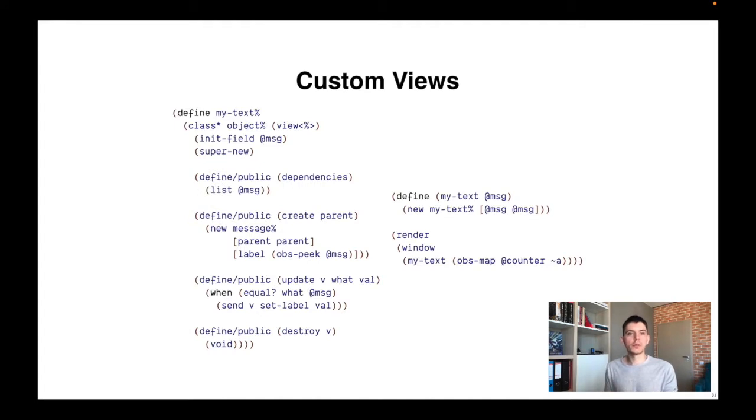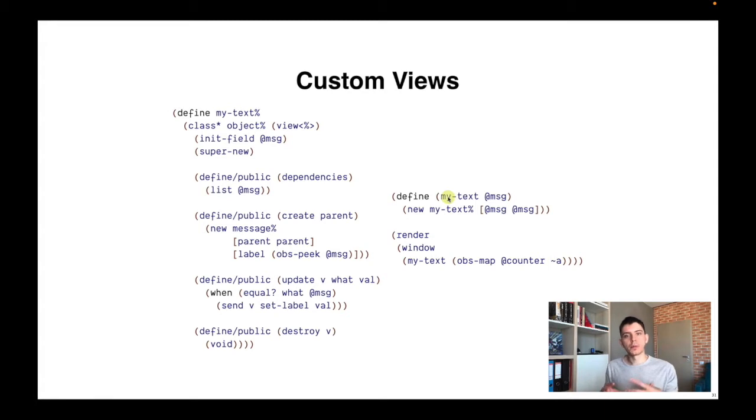Here's an example custom view, which is just like the built-in text view. It has a single initialization field, which is an observable of a message. It then lists that observable as a dependency, and when it creates the widget, it instantiates a Racket GUI message class and gives it the current value at the time of the message observable as its initial label. And then finally, whenever the message is updated, it propagates that update to the underlying widget by changing its label. And there's no teardown that it needs to do, and so its destroy method is a no-op.